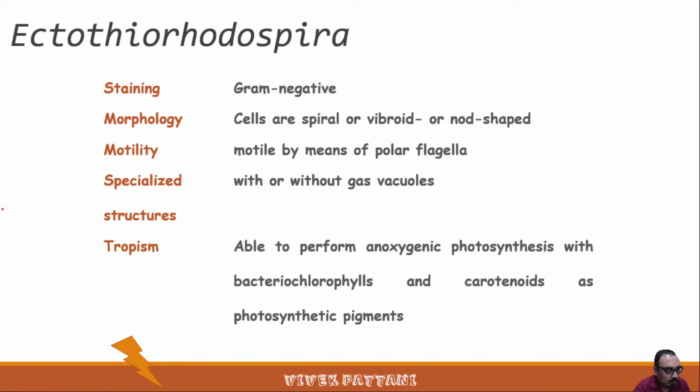Next one, Ectothiorhodospira. Ectothiorhodospira has gram negative morphology, and cells are spiral, vibrioid or rod shaped. Here it is rod shaped, and motile by means of polar flagella, with or without gas vacuoles. It may depend on the species. They are able to perform anoxygenic photosynthesis with bacterial chlorophylls and carotenoids as the photosynthetic pigments.